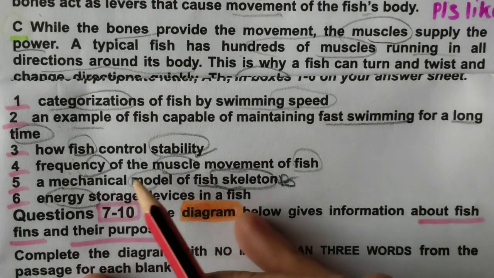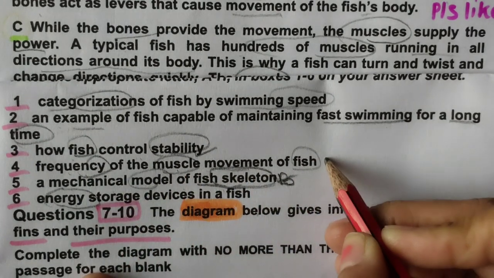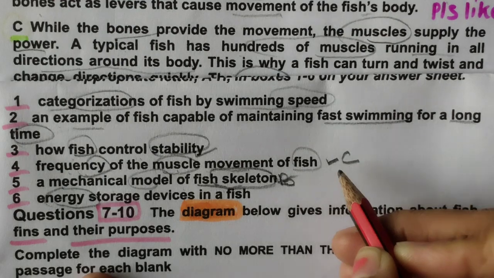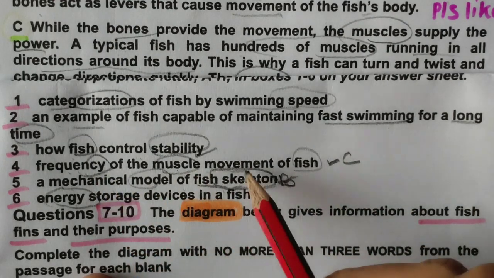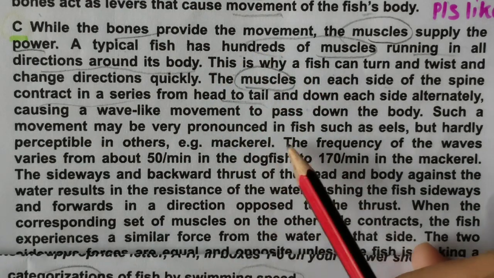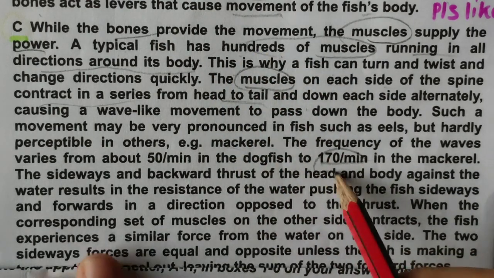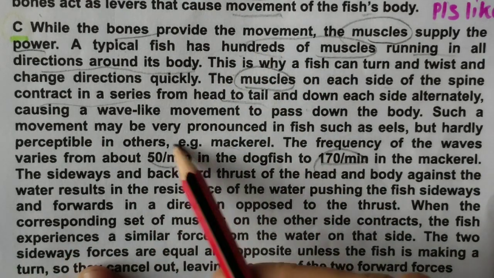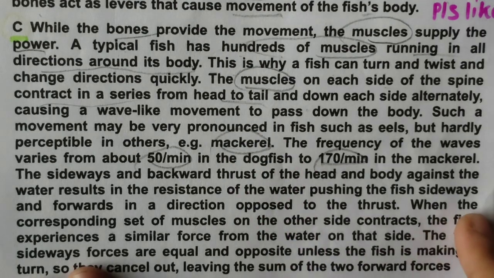So I think they are talking about the frequency of the muscle movement of fish. So we will just mark it C, muscle movement. Hundreds of muscles, they have started talking about muscle kind of thing. Okay. So another thing, if I am getting it, we can do it this way. Now paragraph D.